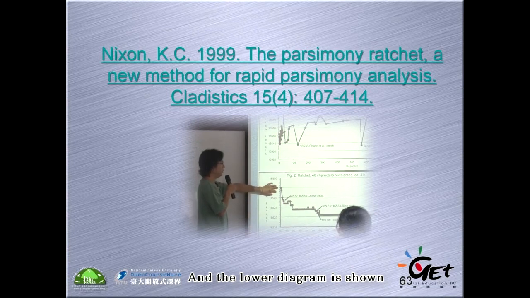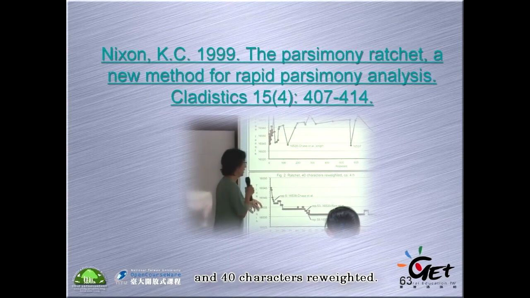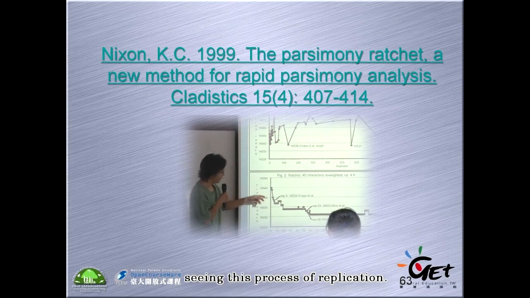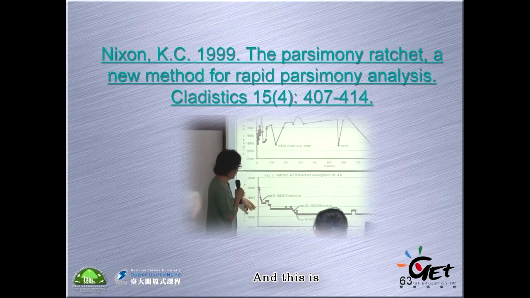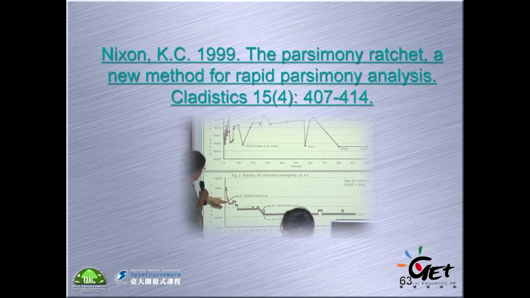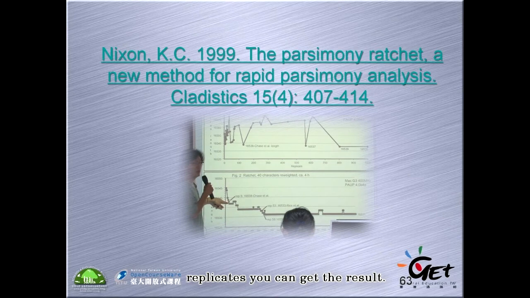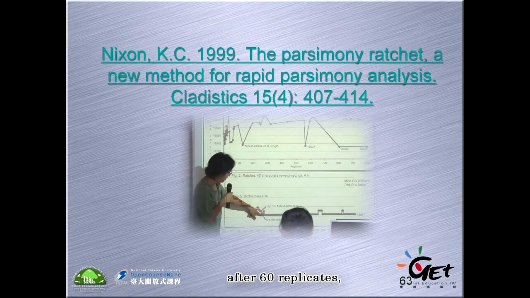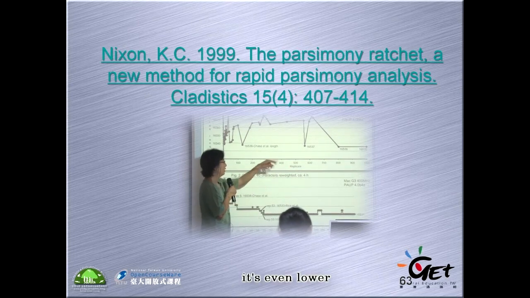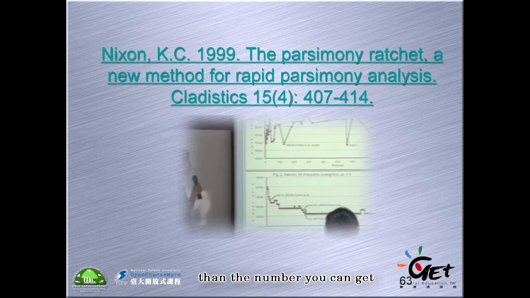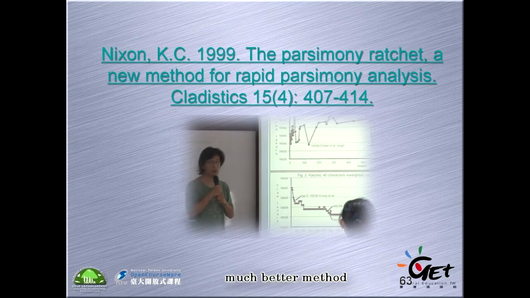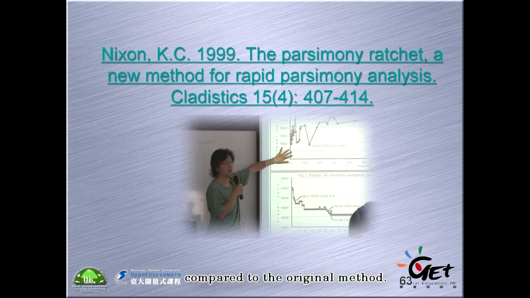And the lower diagram is showing his method, the ratchet, with 40 characters reweighted. You are seeing the process of replication. And this is the number right here, 16538. After about 5 replicates, you can get that result. And after 60 replicates, you can get 16531. It's even lower than the number you can get from the random starting points. So Kevin Nixon claimed this is a much better method compared to the original method.